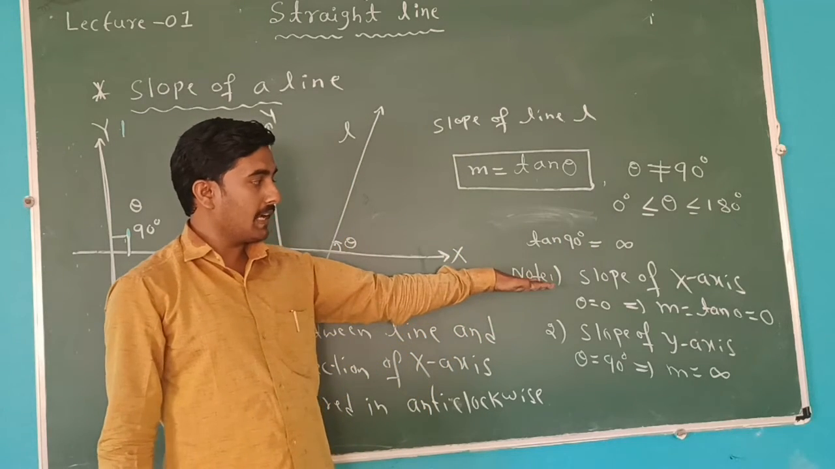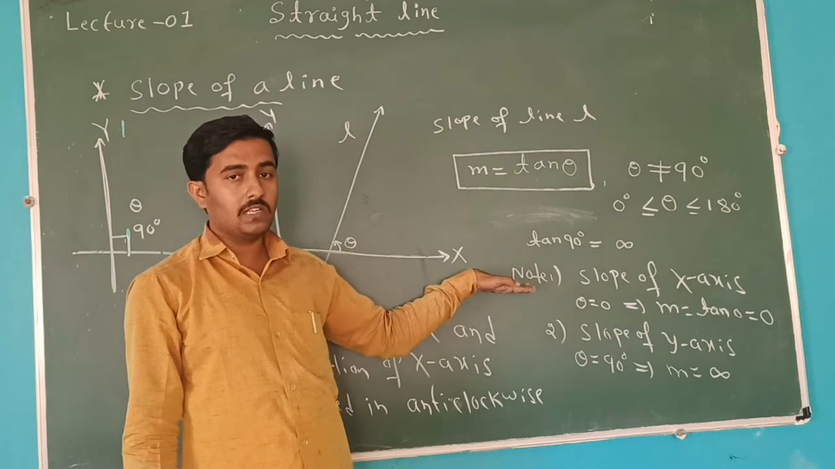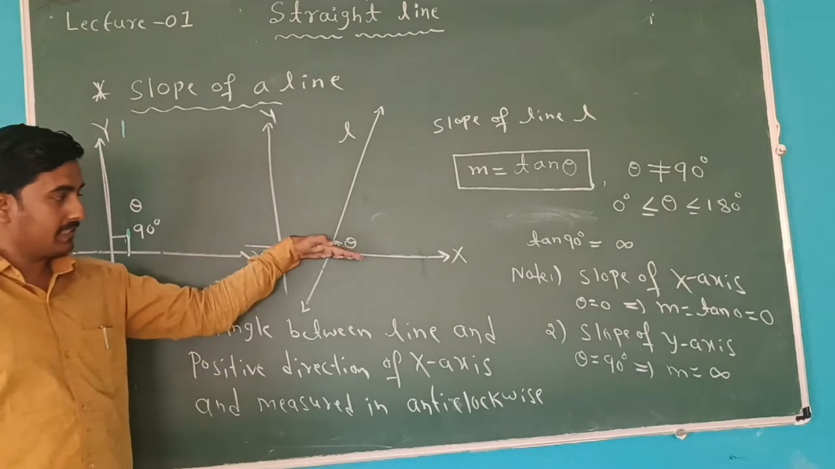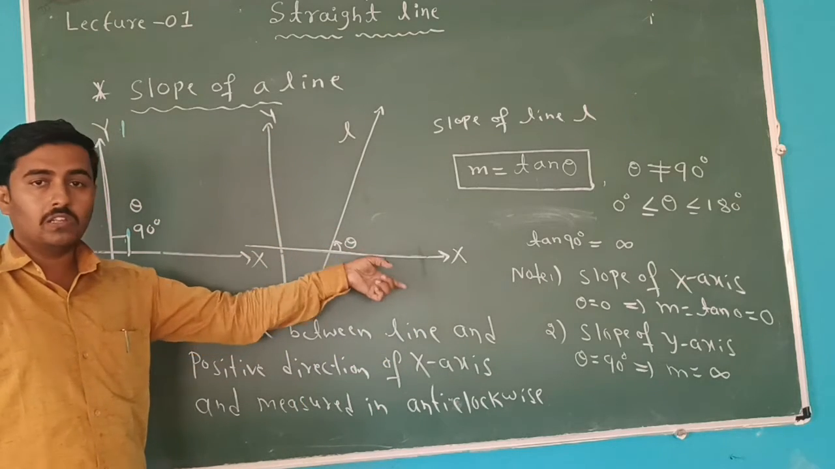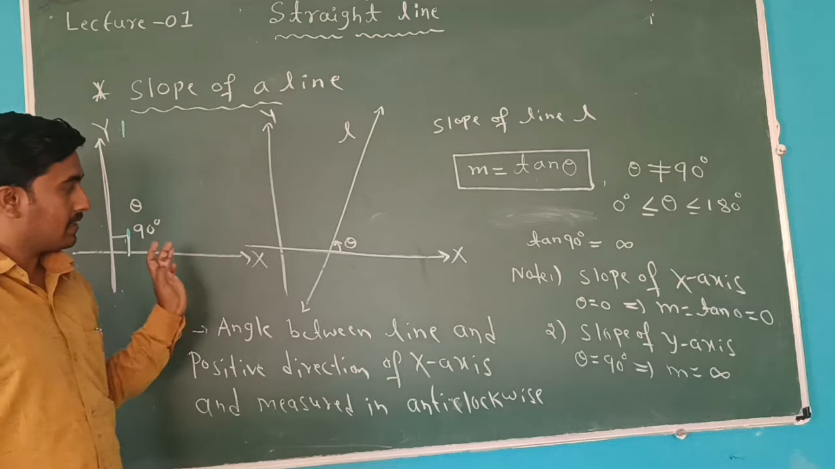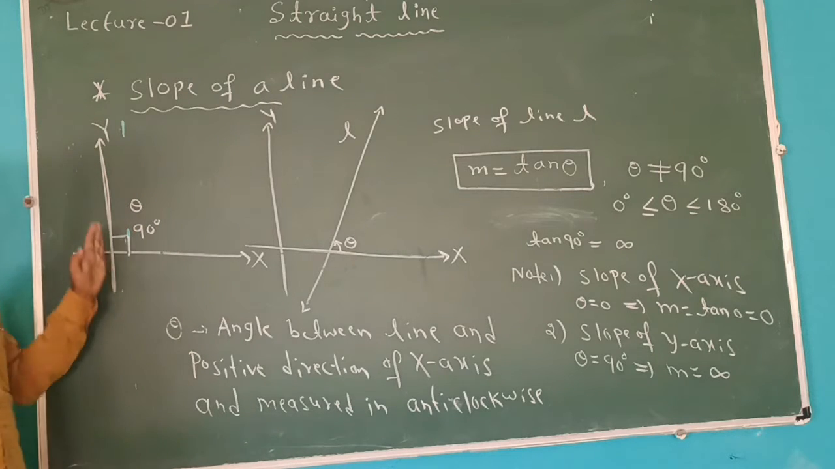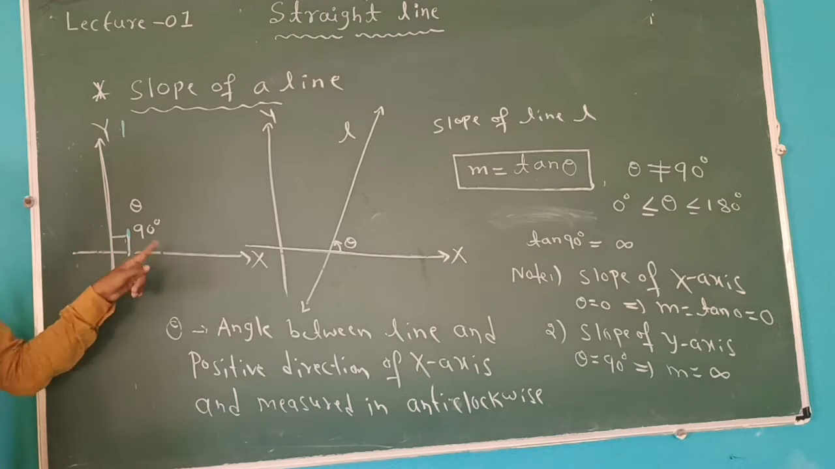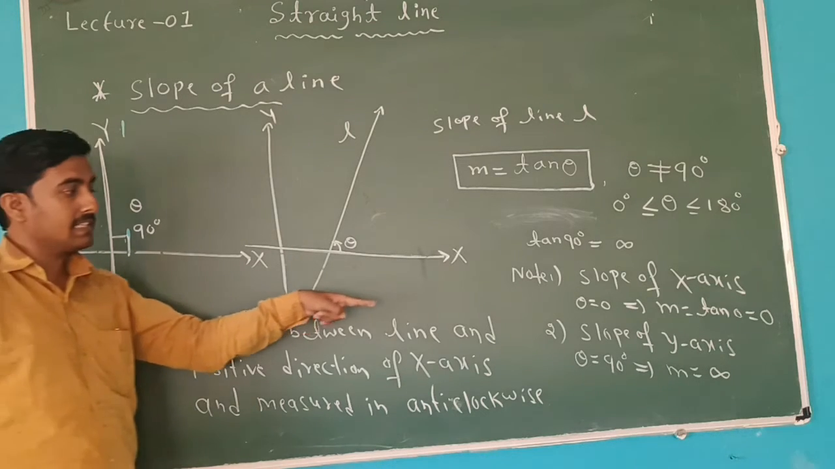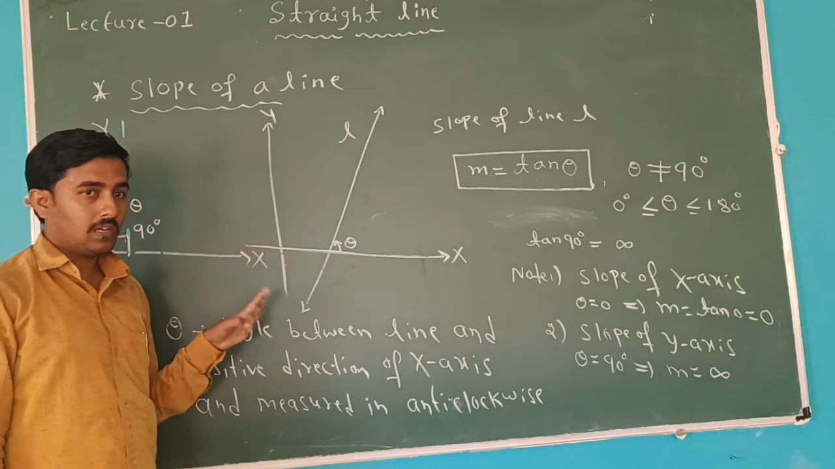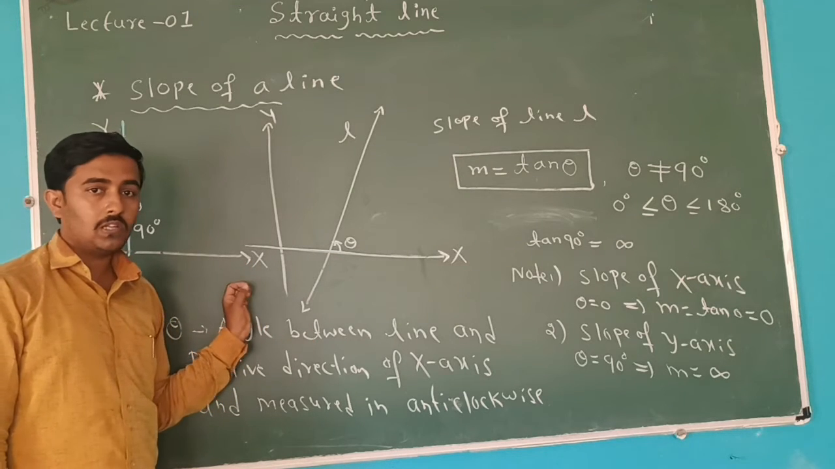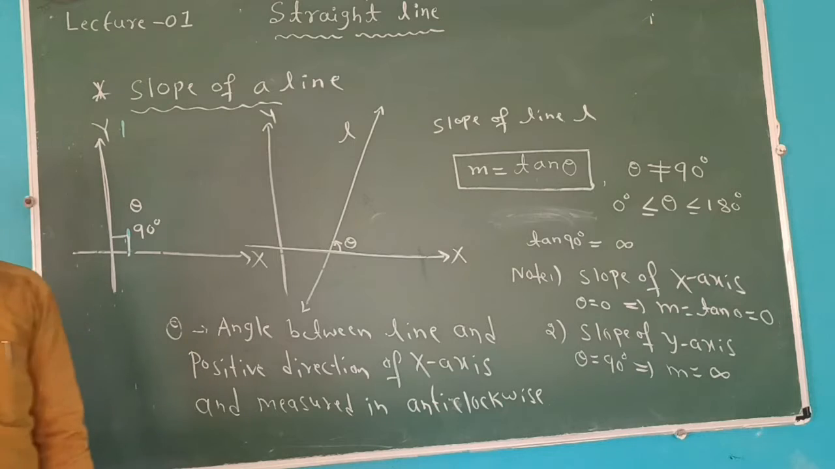The slope of the x-axis is 0, because the angle between the x-axis and itself is 0 degrees, so this is 0. And for the slope of the y-axis, the line is superimposed on the y-axis, the angle between the line and the x-axis is 90 degrees, so the slope of the y-axis is not defined. Note this down. We move to the next concept.